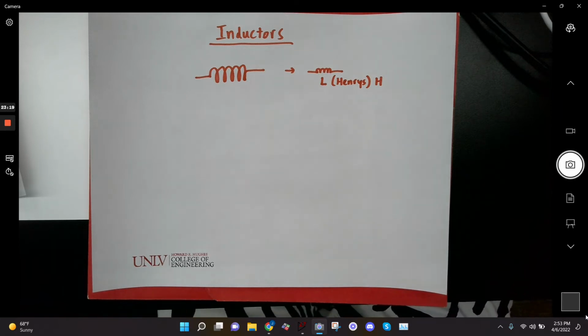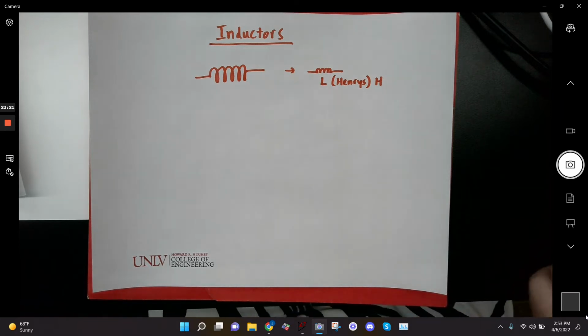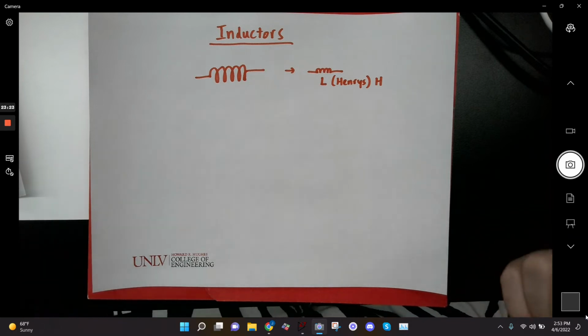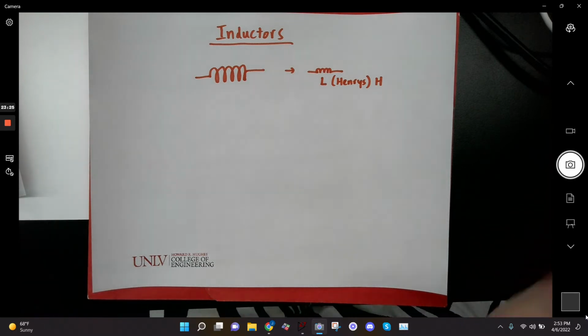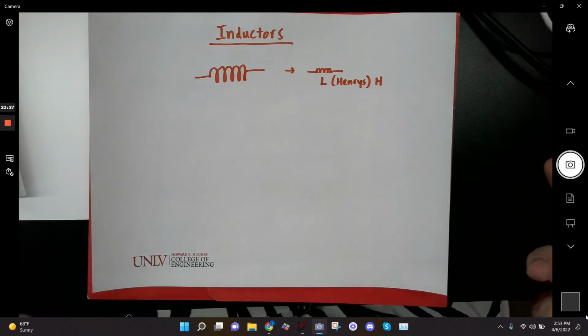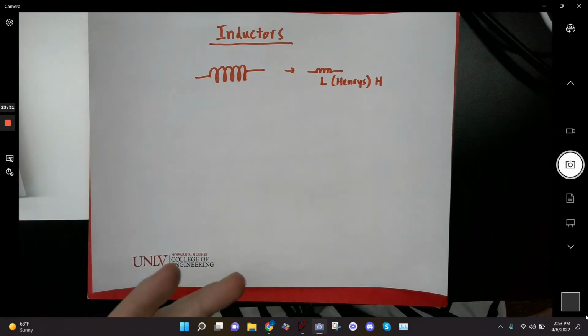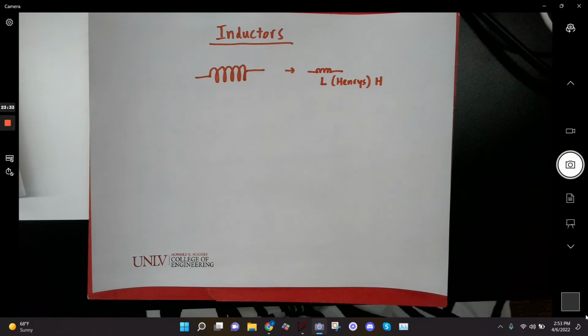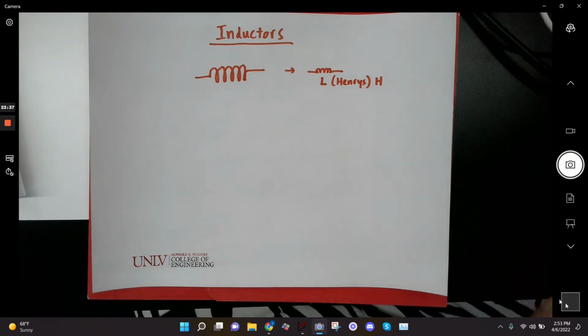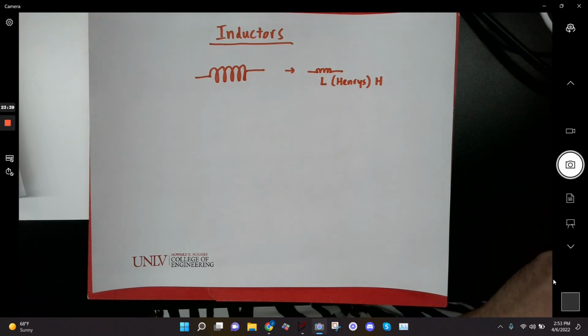Okay, and again, similar to capacitors, they're going to be fairly small values. You'll see microhenries, millihenries. You won't generally see henries. Like the way resistors use kiloohms, it'll usually be smaller values, micro, milli. Henries? You're going to have to get used to it.